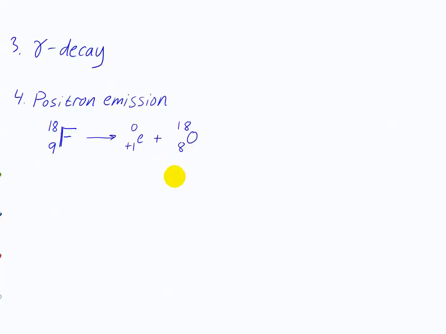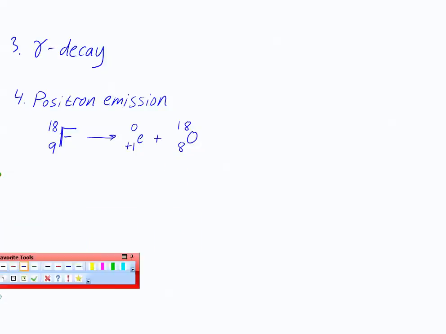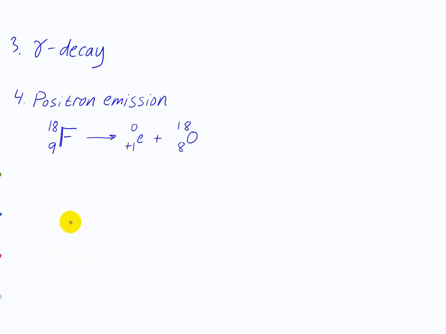So what's happening here, and I seem to have lost my colors, what's happening here is that it actually does emit a proton. And the proton turns into a neutron and a positron. Not an electron, a positron. The positron is emitted, and the neutron is reabsorbed. So the atomic mass of this stays the same, even though it's lost some positive charge.